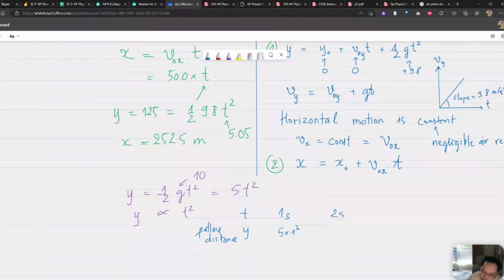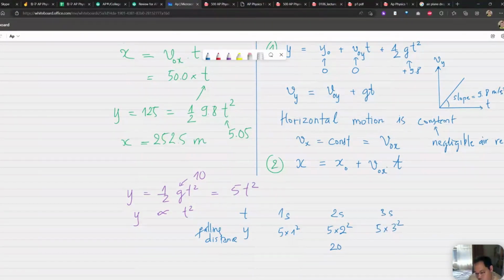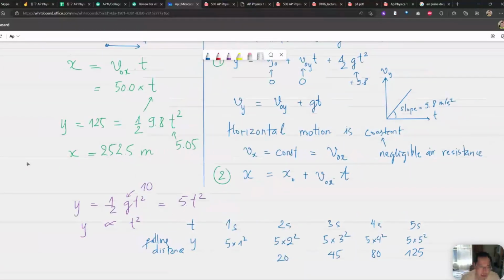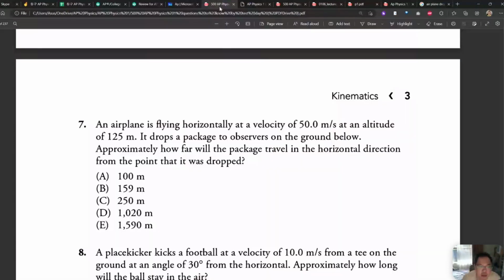Then 2 seconds, it is 5 times 2 squared, which is 4, meaning 20. 3 seconds, 5 times 3 squared, 5 times 9, 45. 4 seconds, 5 times 4 squared, 16 times 5, 80 meters. 5 seconds, 5 times 5 squared, 125. You see, this is a beautiful number because it is exactly equal to the given height of the airplane.